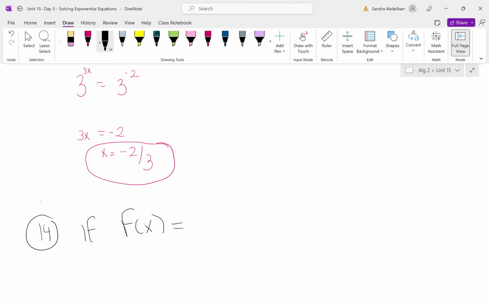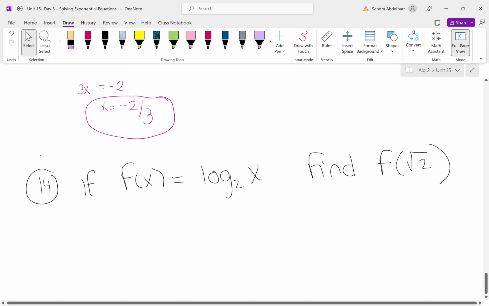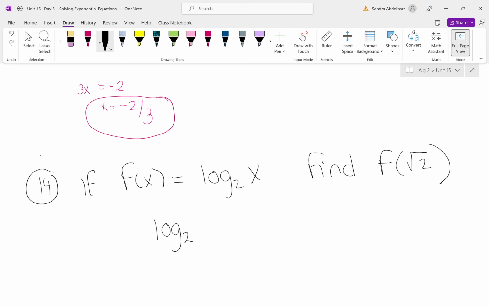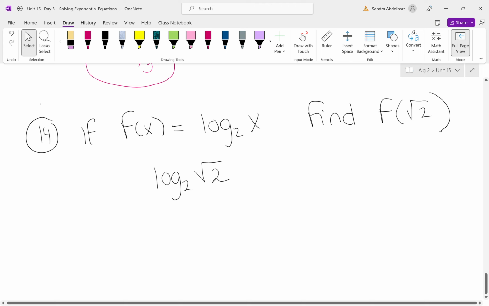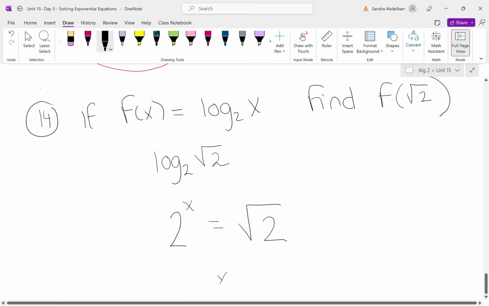It's not bad. If f of x equals log base 2 of x, find f of root 2. Because x equals root 2, you have to substitute. So now anytime we see x, what am I going to put in? Root 2. So we're going to have log base 2 of root 2. So what am I going to do? Change this back into exponential. Even though this is not an equation, that's okay. Do logs have to be written as an equation? No. So remember, it's 2 to what power gives us root 2. So what is this? X is equal to? A half.